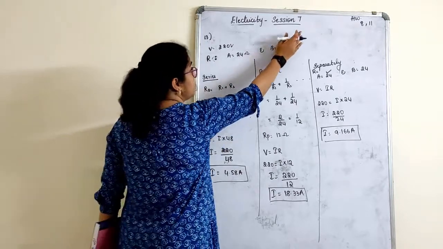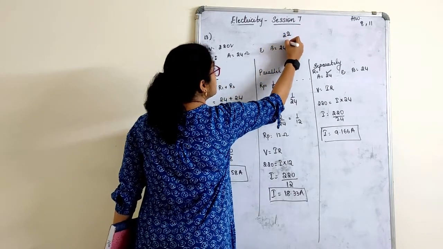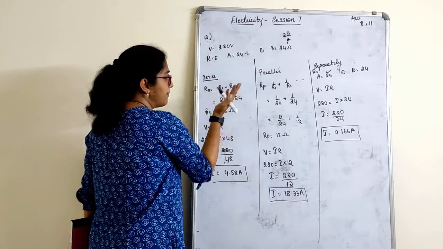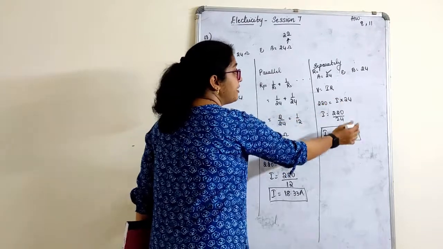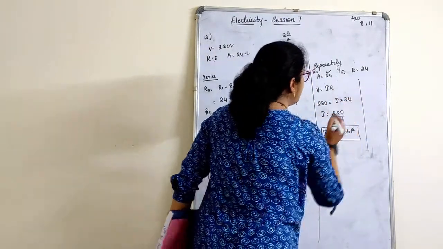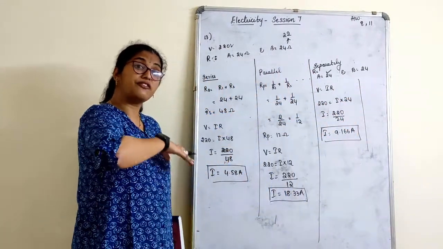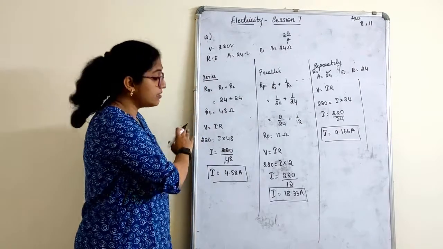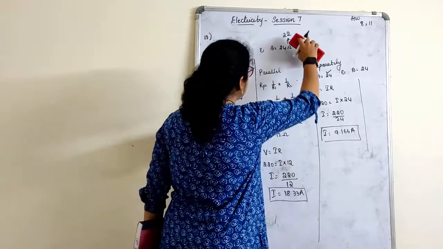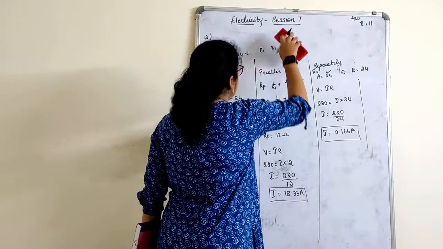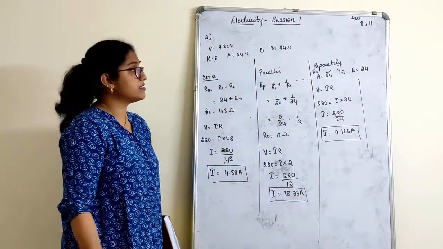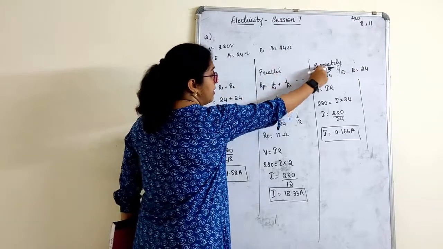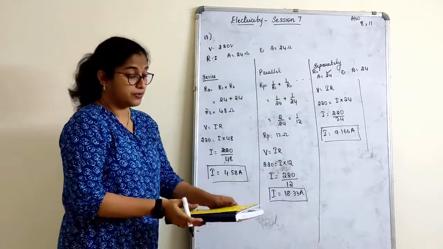In case, assume that this was 22. Just assume. Of course, R1, R2, and the product R1 into R2 would be different, and this would also be different. I should have calculated again for B also, because A is different and B is different. But here we have both A and B the same. So whatever is flowing through A should flow through B also, because it has the same resistance. Series, parallel, separately. Very clear?